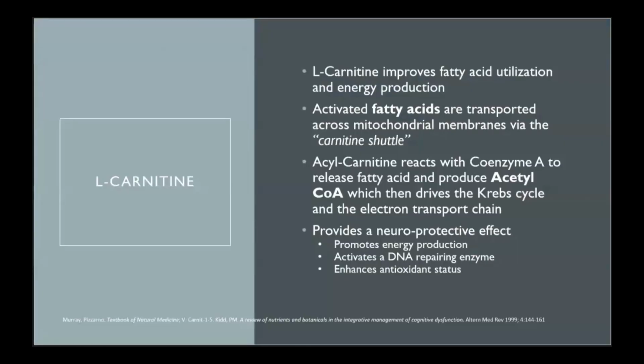L-carnitine improves fatty acid utilization and energy production. Activated fatty acids are transported via the carnitine shuttle across the membranes of the mitochondria. So that's why we need carnitine as a shuttle to get fatty acids across those membranes through the gradients. And you get this coenzyme A released from the fatty acid, producing acetyl coenzyme A, which is the precursor to the drive in the Krebs cycle, and then that electron transport chain, which is how we make all that energy so efficiently with our Krebs cycle, our citric acid cycle.